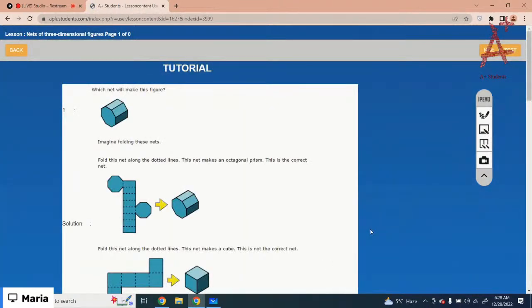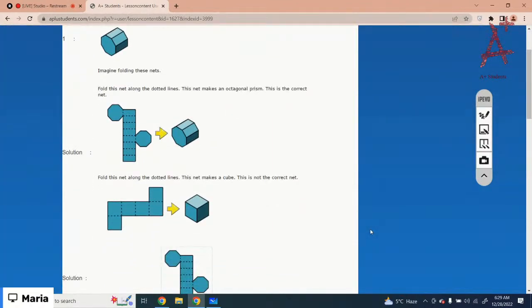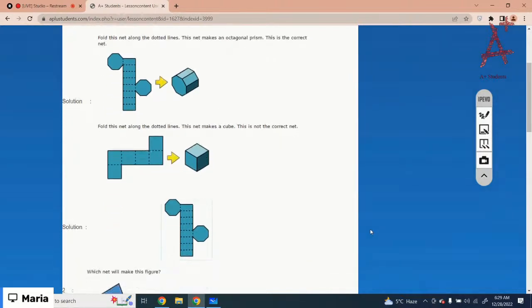Okay, which net will make this figure? Imagine folding these nets. Fold this net along the dotted lines. This net makes an octagonal prism. This is the correct one. Okay, which is the correct net?